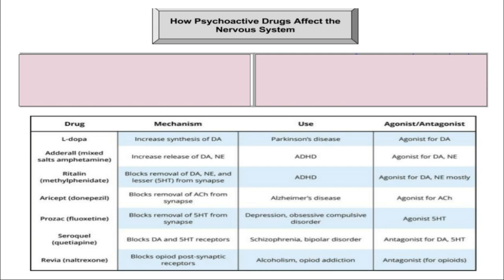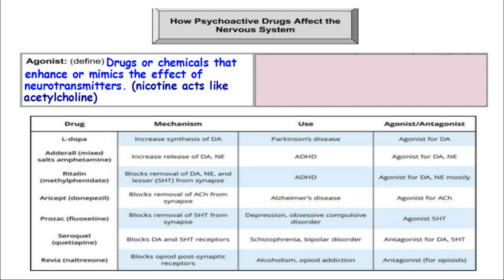We've got to talk a little bit about how psychoactive drugs affect the nervous system. And a lot of times we talk about it in terms of agonist and antagonist. An agonist is a drug or a chemical that enhances or mimics the effect of a neurotransmitter. So an example of that would be like nicotine as a drug, acting a lot like acetylcholine.